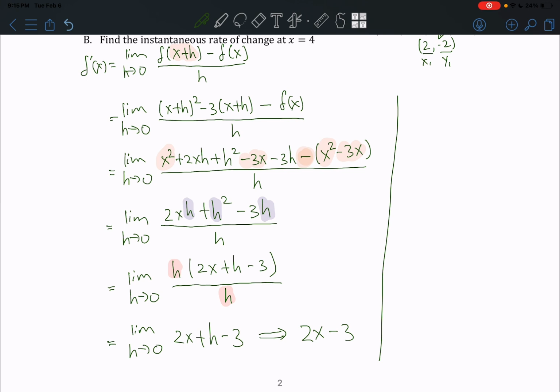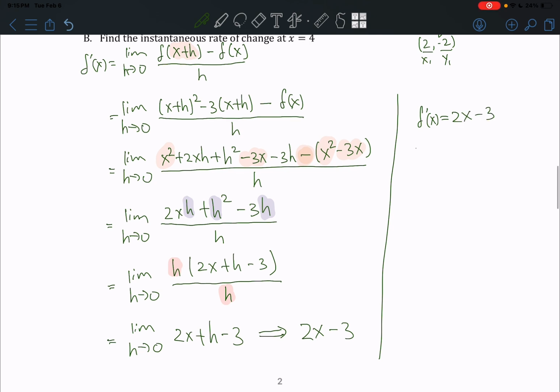So let me write this down. F prime of x equals 2x minus 3. This is the derivative of f of x for any value of x in the domain of f. I'll just put "in the domain." Okay, so this works for any values of x inside that domain.